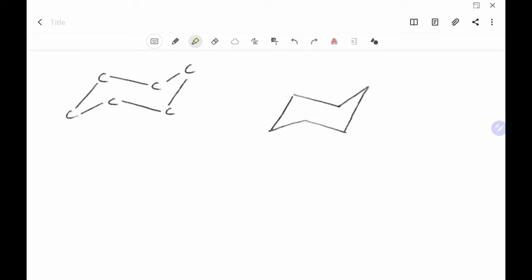So what you do is you draw 3 vertical lines from these 3 carbons pointing up. And these 3 vertical lines are actually one of the hydrogens for these carbons. Okay, so this is a hydrogen, this is a hydrogen, and this is a hydrogen.